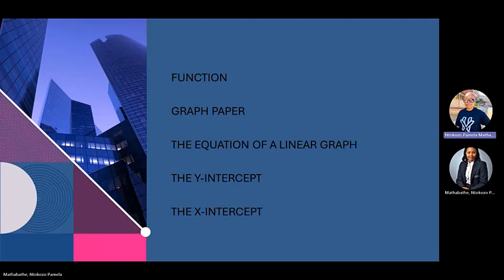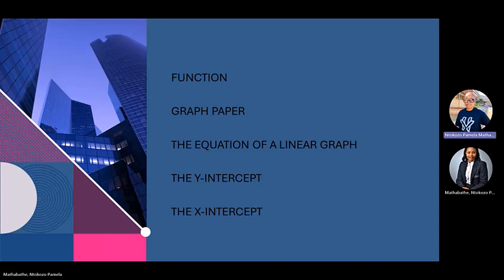What is the equation of a linear graph? Usually we write it as f(x) = mx + c. But the true equation of a linear graph is y = mx + c. The difference is that f(x) = mx + c is the function of a graph, not the equation of a graph. It determines the type of graph that we will be dealing with.